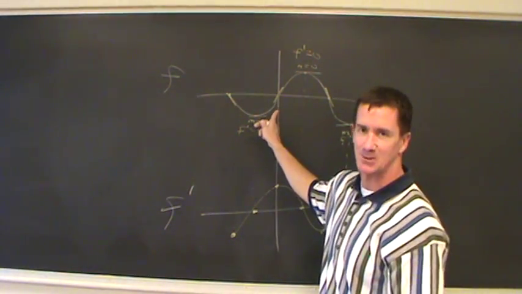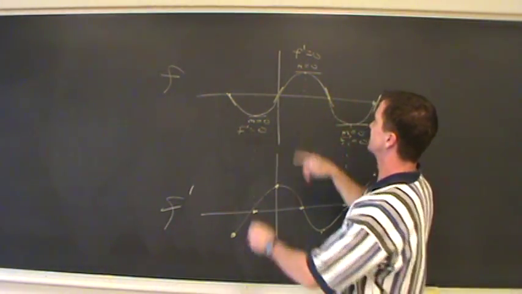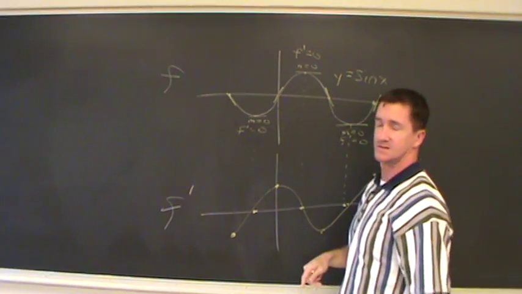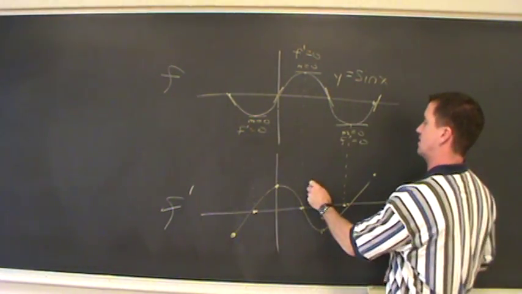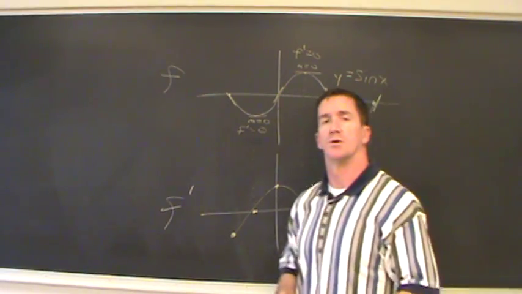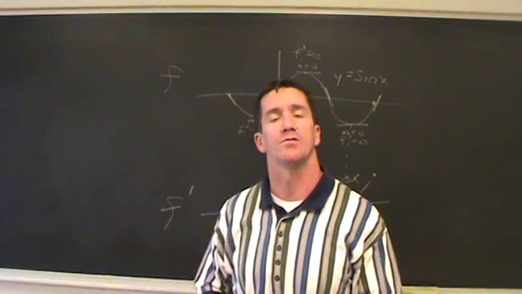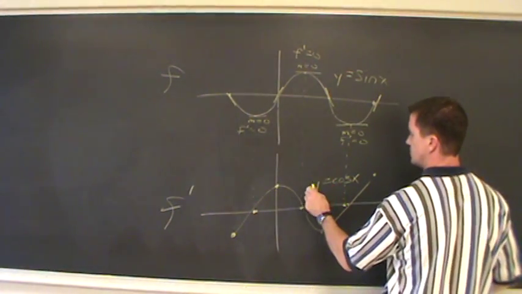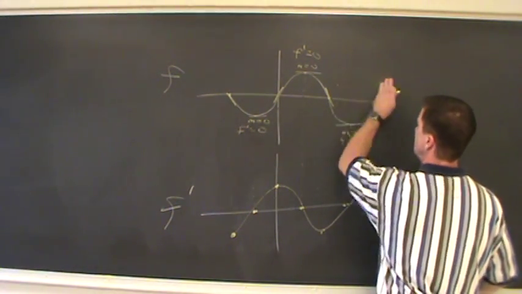If you know your trigonometry, with sine, you might realize that this is actually something like the cosine curve. So if you haven't gotten to trig yet, you know the derivative of y equals sine x is cosine of x. So anyways, let's do another one.